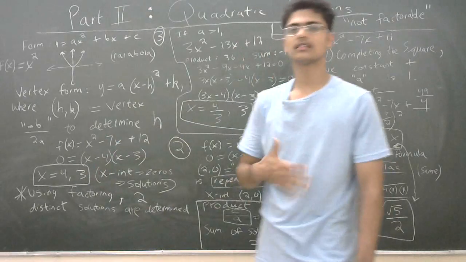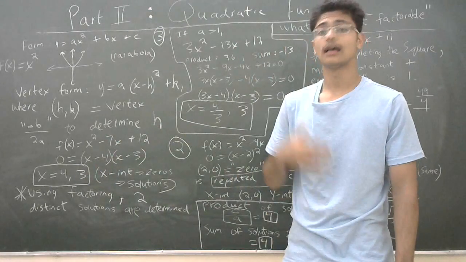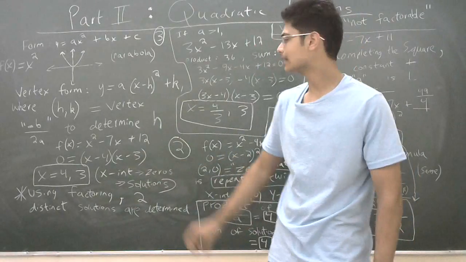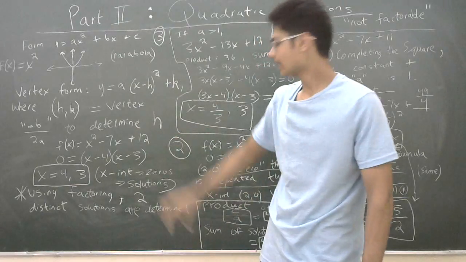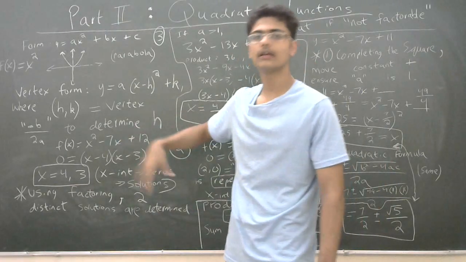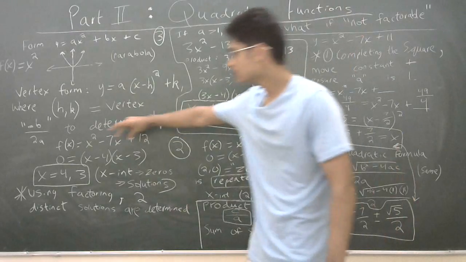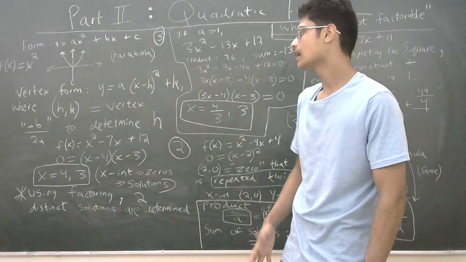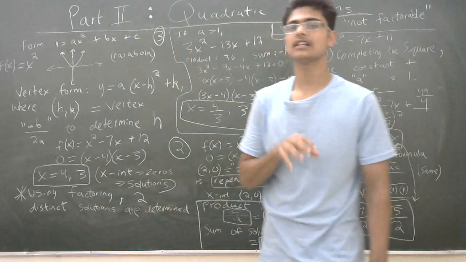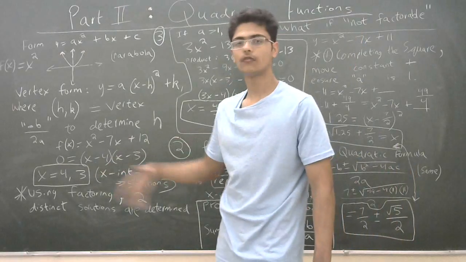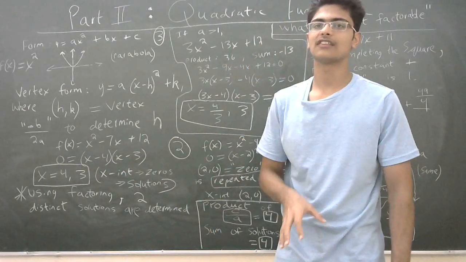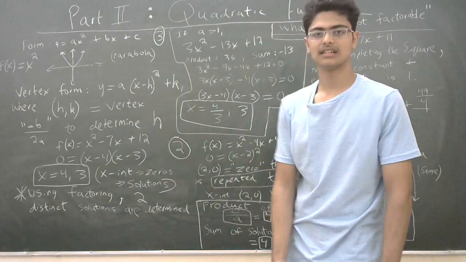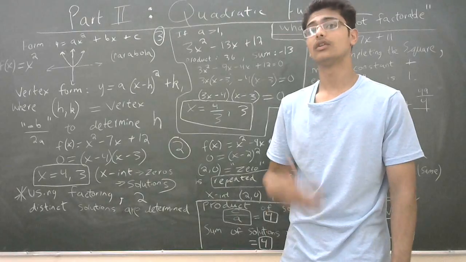When I'm determining the solutions, I'm setting the quadratic equation to 0. What this essentially means is that each factor could be 0. If this factor is 0, then the entire evaluation would end up being 0. If this factor becomes 0, then again the entire evaluation would be 0, which means that you would set x minus 4 to 0, getting x is equal to 4 as one solution, and you would set x minus 3 to 0, and you would get 3 as the other solution. These are the x-intercepts, also known as the zeros or the solutions.